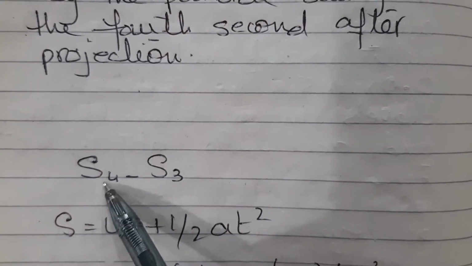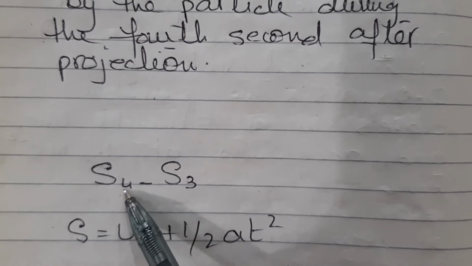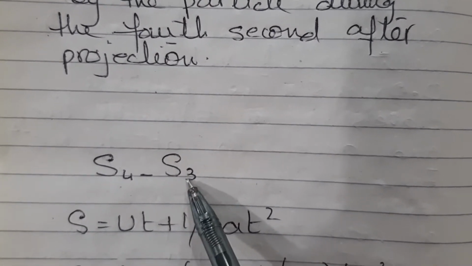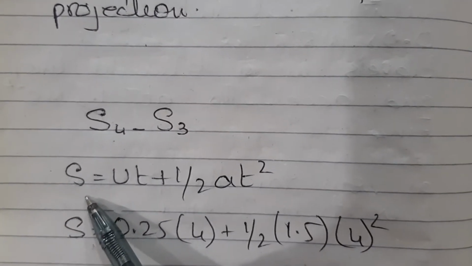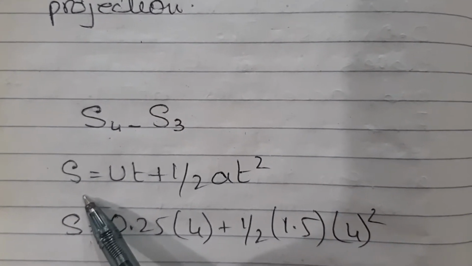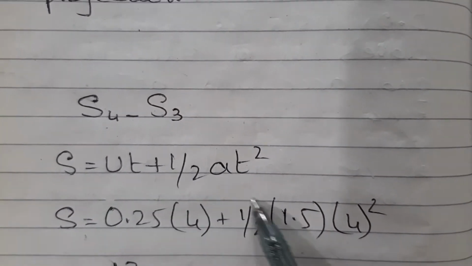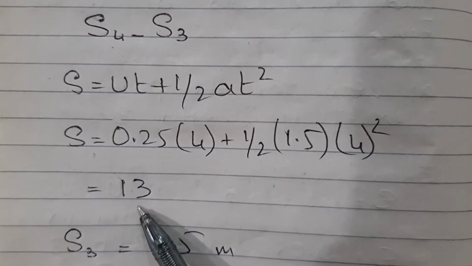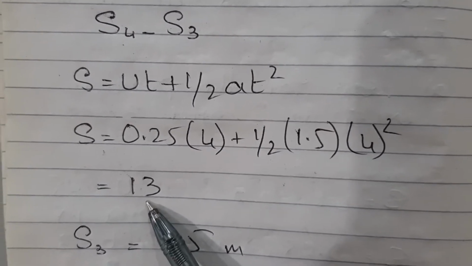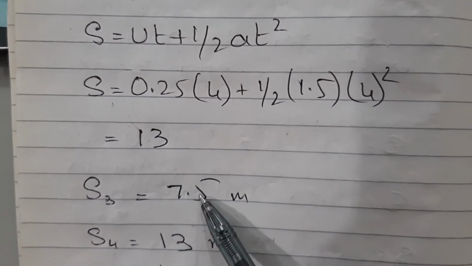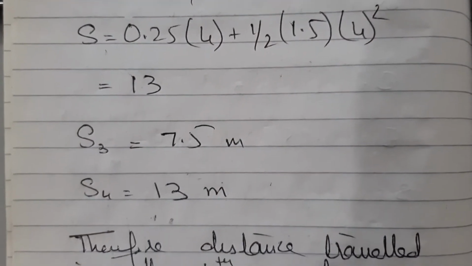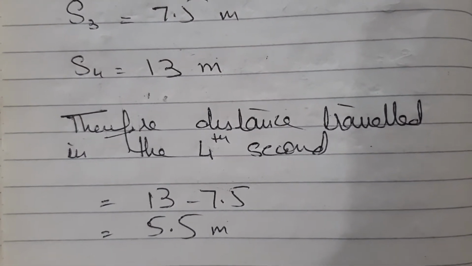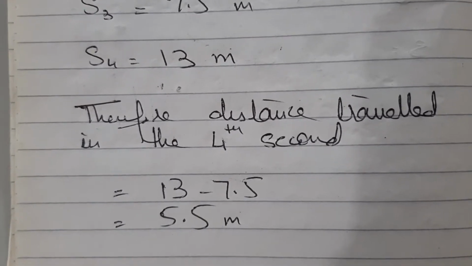So that's why I am doing S. This 4 is representing time in 4 seconds minus distance covered in 3 seconds. And the same formula I will use, which I have just used in part 1. And same values. Instead of T, I will write 4 now. And my answer is coming 13. In part 1, the answer was coming 7.5. So I will subtract the two distances and I will get the distance covered in the 4th second is 5.5 meter.